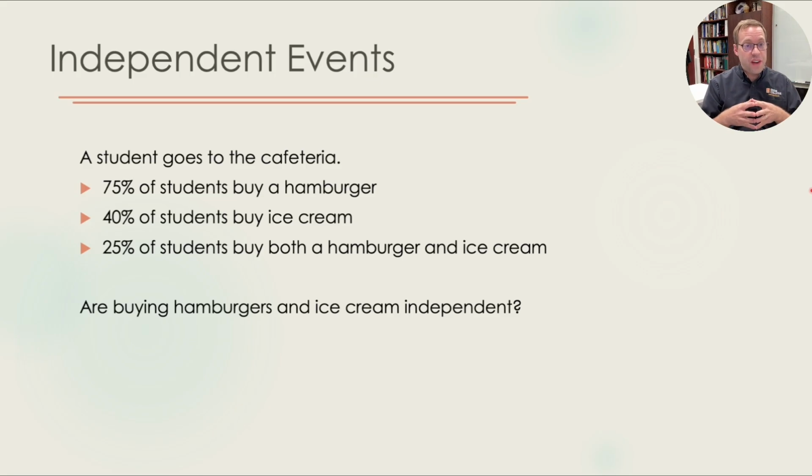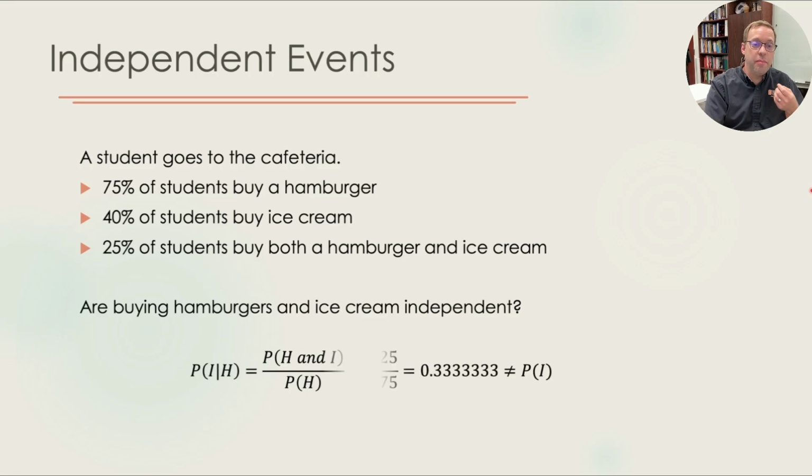Here's one example. 75% of students buy a hamburger. 40% of students buy ice cream. 25% of students buy both a hamburger and ice cream. Are buying hamburgers and ice cream independent? Well, let's find the probability of buying an ice cream given that we've already got a hamburger. Okay, we've gone through this process before, so let me just outline this here. What's the probability of buying ice cream if I know that I already got a hamburger? It will be the probability of a hamburger and ice cream divided by the probability of buying a hamburger.